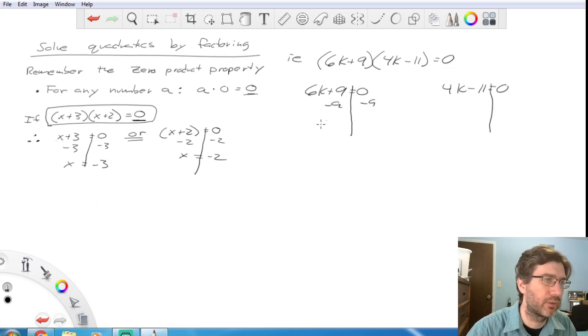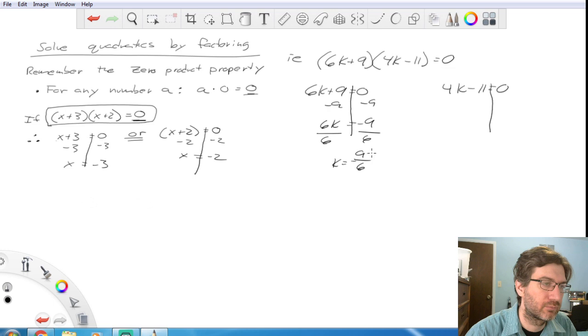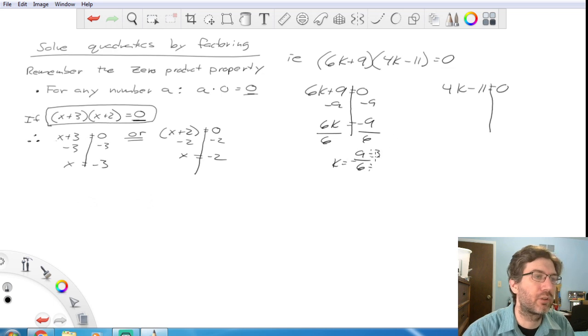Minus 9, minus 9, 6k equals -9. Divide by 6, divide by 6, k equals -9/6. And you can reduce that. I'm going to leave it as a fraction just because I like fractions. But I can divide each of these by 3 and get -3/2. So there's an equal sign there.